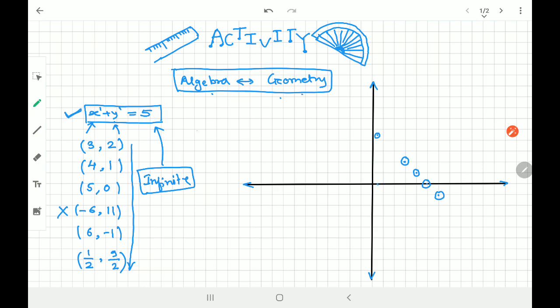Now what do you find here? If I draw a straight line from all these 4 points, is it possible that one straight line can pass through all the 4 points? Check. Yes, exactly. So what I understand from this is this particular equation is now going to represent a straight line.